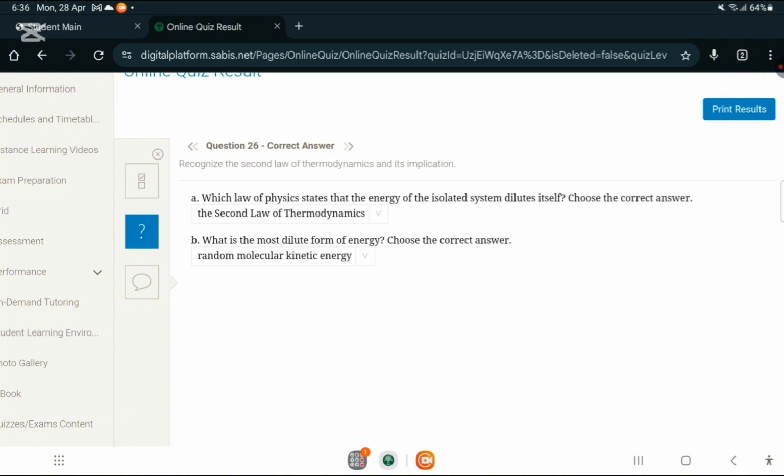Which law of physics states that energy of the isolated system dilutes itself? The second law of thermodynamics. Okay? What is the most dilute form of energy? It's random molecular kinetic energy. This is all memorization and logic at the same time.